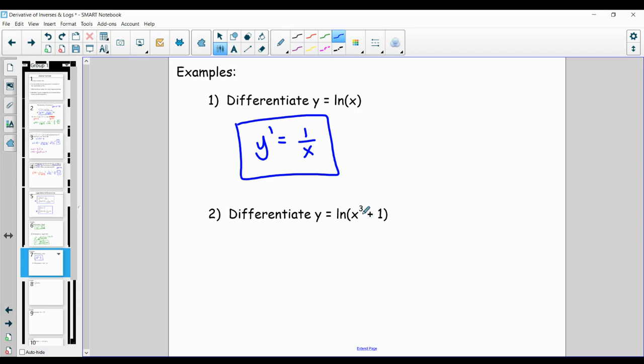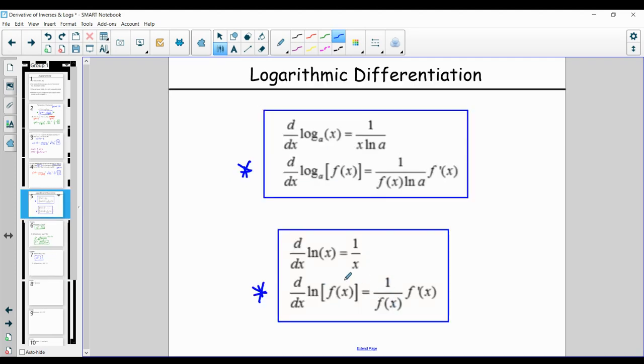For the second one, what's inside is not just an x, it's another function. So again, let's just kind of look back at this. So we have the derivative of the ln of a function is 1 over the function times the derivative of the function. And again, you can skip the step of putting it as 1 over if you want to just put the derivative on the top and the function on the bottom since you're multiplying them anyway.